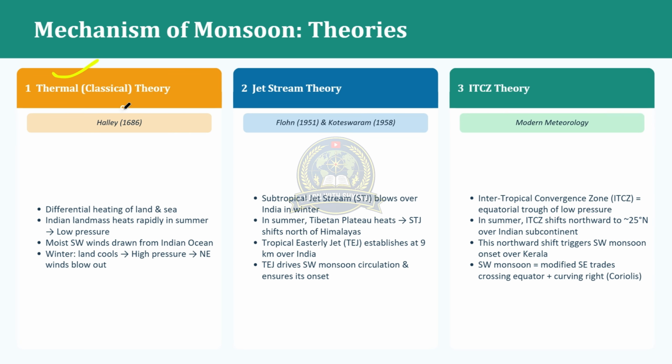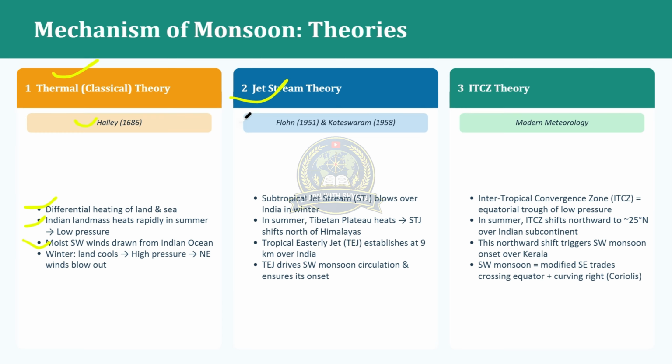Okay, mechanism of monsoon theories. Thermal classical theory by Halley in 1686. Differential heating of land and sea. The Indian landmass heats rapidly in summer, creating low pressure. Moist southwest winds are drawn from the Indian Ocean. In winter, the land cools, high pressure develops, and northeast winds blow out.